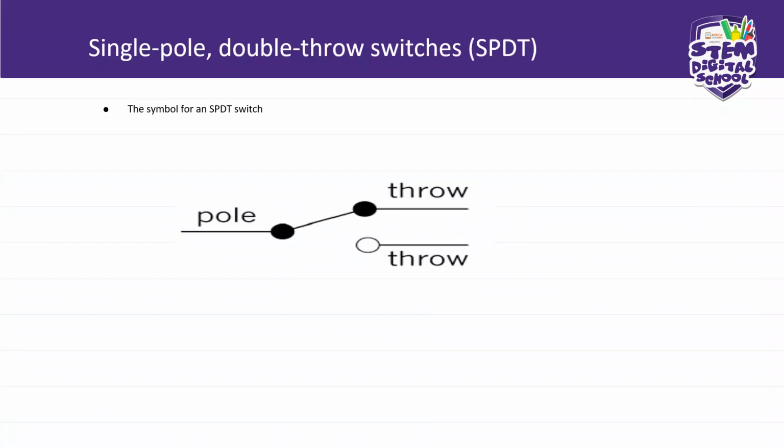Then we have a single pole, double throw switch. You have one pole and two throws. So this switch can control current from this first throw or control current from this second throw. So it's a single pole, double throw switch.